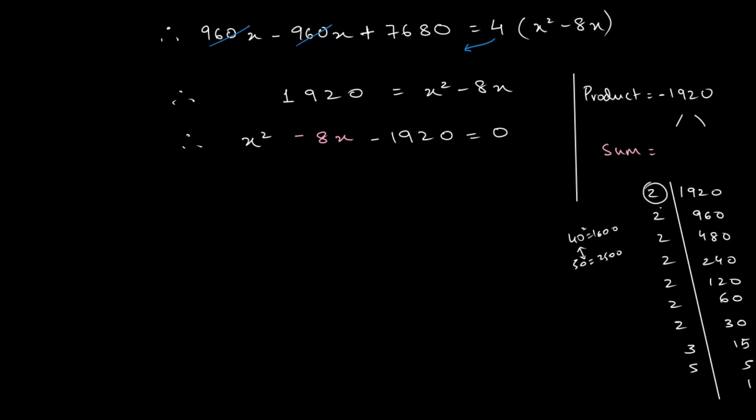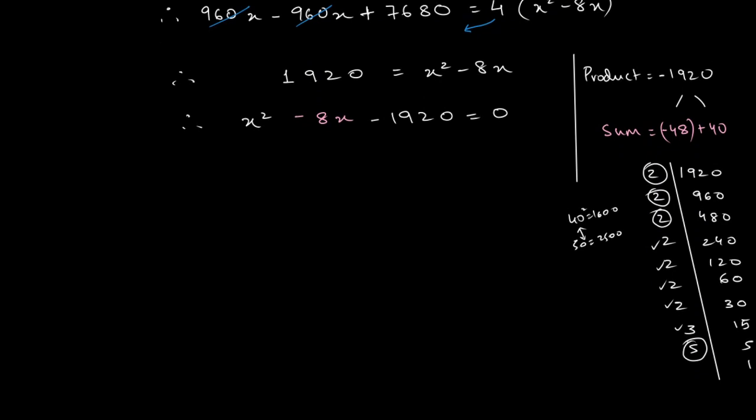2 into 2 is 4, 4 into 2 is 8, and let's take 8 into 5, which is 40, right? So 8 into 5 is 40. 2 into 2 is 4, 4 into 2 is 8, 8 into 2 is 16, and 16 into 3 is 48, right? So we'll group these factors in such a way. So one factor is 48 and the other factor is 40. So 48 into 40 will give me 1920, and minus 48 plus 40 will give me negative 8.